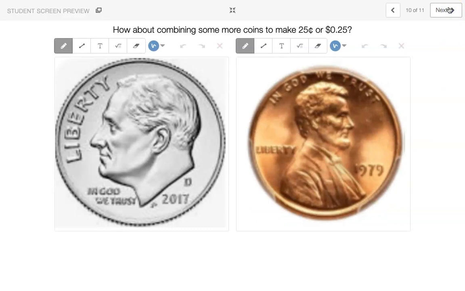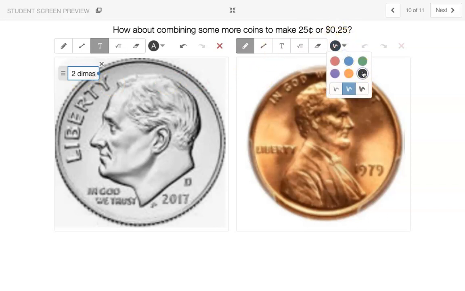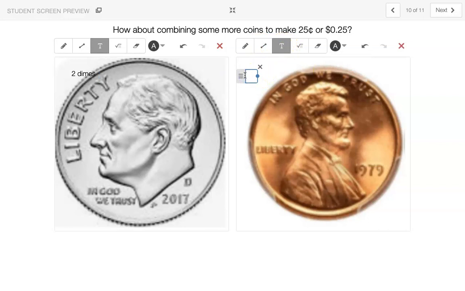Now, how about combining some more coins to make 25 cents? Suppose I have 2 dimes again. Suppose I have 20 cents, 2 dimes. Let's say that. 2 dimes, 20 cents. So that's 20 cents. How many pennies am I going to need? 21, 22, 23, 24, 25. I am going to need 5 pennies. 10, 20 cents, 21, 22, 23, 24, 25.